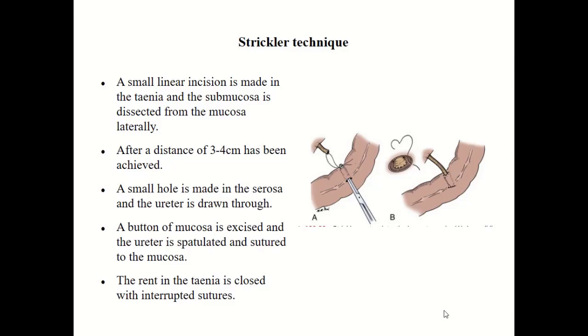The next technique is the Strickler technique. A small linear incision is made in the tinea and the submucosa is dissected from the mucosa laterally. After a distance of 3 to 4 cm has been achieved, a small hole is made in the serosa and the ureter is drawn through it. It is again a non-refluxing technique. A button of mucosa is excised and the ureter is spatulated and sutured to the mucosa. The rent in the tinea is closed with interrupted sutures.